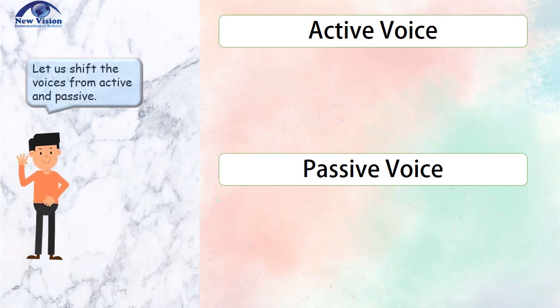Let us now move on to the shift of voices from active to passive. We all know that voice indicates whether the subject of the sentence is performing the action or receiving the action. When the verb is in the active voice, the subject performs the action. And when the verb is in the passive voice, the subject receives the action.